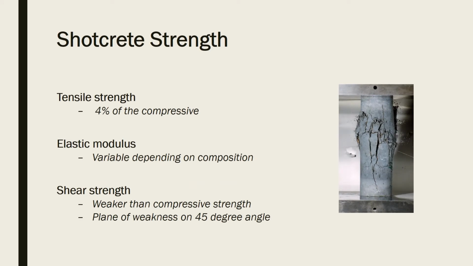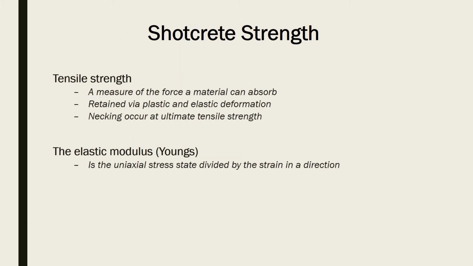The strengths of shotcrete include tensile strength, elastic modulus, shear strength, and so on. Tensile strength is a measure of the force a material can absorb through plastic and elastic deformation until necking begins to occur and the material fails. The elastic modulus is the uniaxial stress state divided by the strain in a direction. The elastic modulus of shotcrete varies dramatically due to different projection processes.